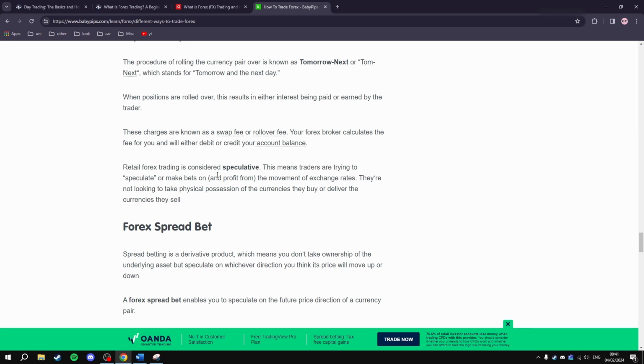Retail forex trading is considered speculative. This means traders are trying to speculate or make bets on and profit from the movement of exchange rates. They're not looking to take physical possession of the currencies they buy or deliver the currencies they sell.